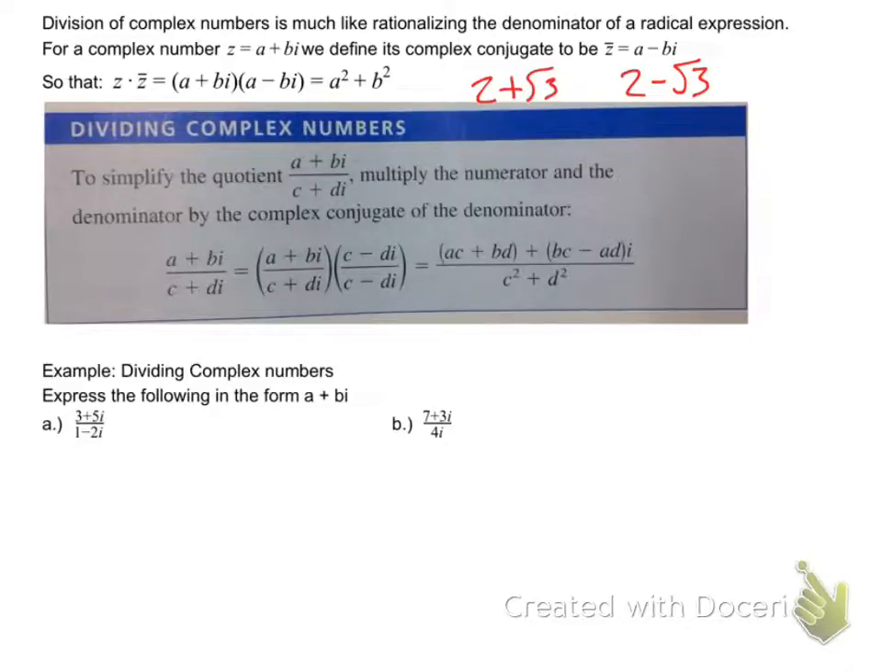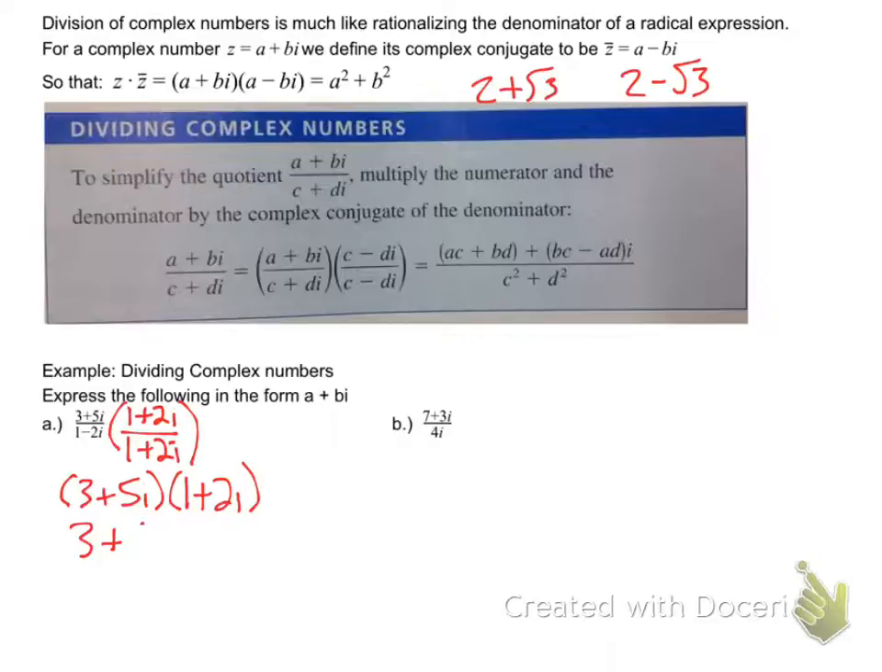I'll give you guys a couple seconds, and I'll let someone try this. Okay. So we've got to multiply it by 1 plus 2i, to the top and bottom. Yep, to the top and bottom. And then we're going to FOIL the top. 3 times 1 is 3. 3 times 2i is 6i. 5i times 1 is 5i. And then 5i times 2i is 10i squared, which is actually -1, so it's minus 10.